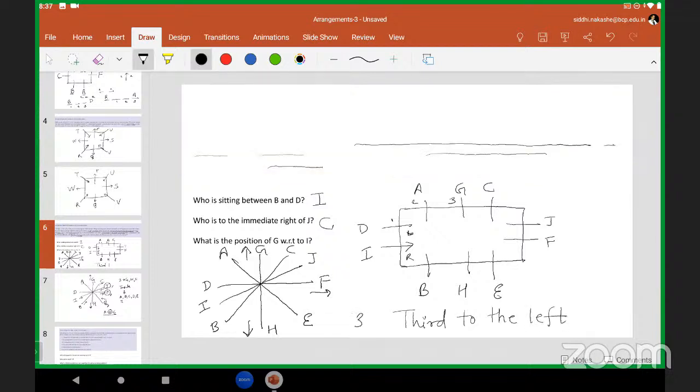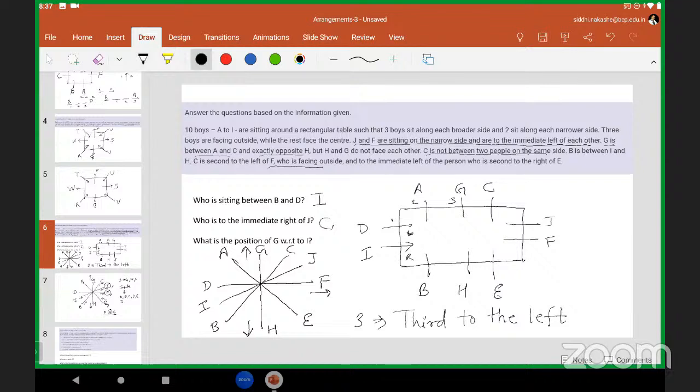Answer for the third. Complete this. Take a time of 1 minute, then we'll move to the next question.